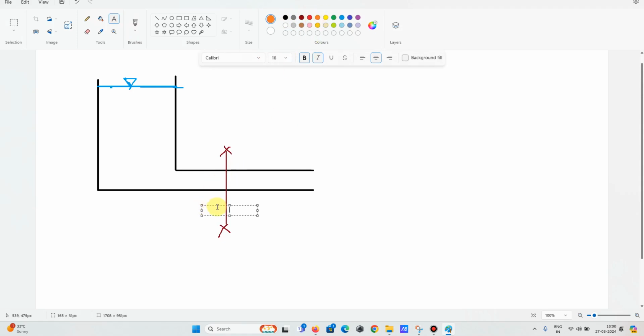One is the discharge Q1, the velocity V1, the area A1, which is the area of the pipe, and the pressure P1. So these are the hydraulic parameters if you consider the section XX.